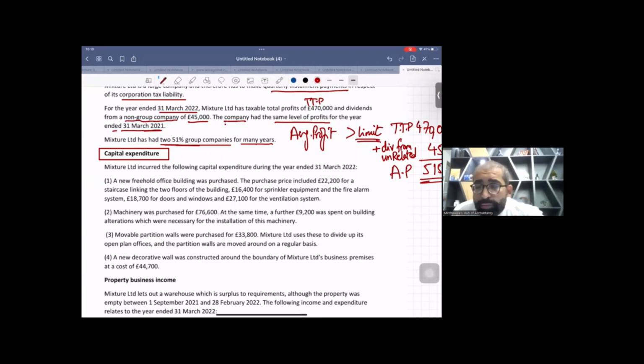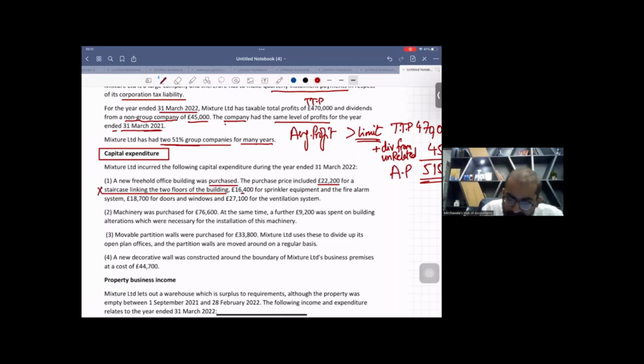So be very careful, be active, and let's pick things: what are plant and machinery and what are not. Okay, let's start. Read it. A new freehold building was purchased. The purchase price included 22,200 for a staircase linking two floors of the building. Staircase is not plant and machinery. Staircase is part of the building. So we don't need to include it.